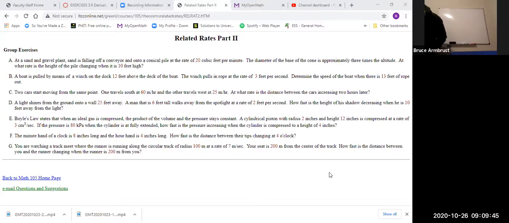Looking down that list, let's see if we can set up B, the second one. It says a boat is pulled by means of a winch on the dock that's 12 feet above the deck of the boat. The winch pulls in rope at a rate of 3 feet per second. Determine the speed of the boat when there's 13 feet of rope out.